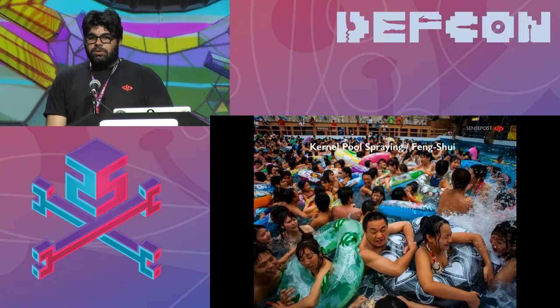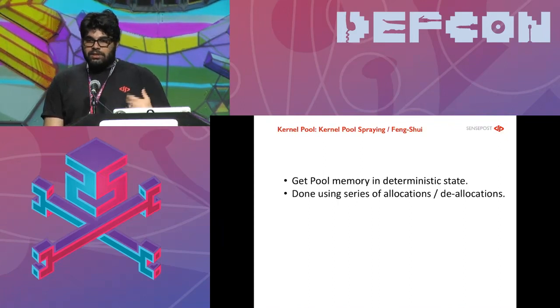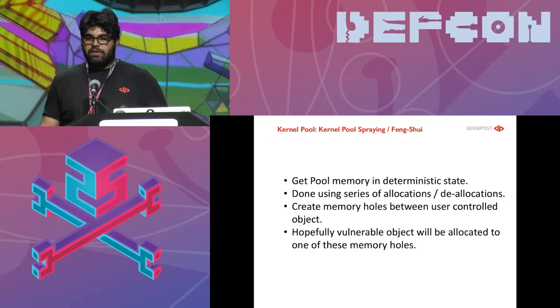The next thing I want to talk about is kernel pool spraying. Why do we do kernel pool spraying, or feng shui, in exploit development? First of all, it is used to get the kernel pool memory in a deterministic state. The way it does it is by doing a series of allocations and deallocations. The series of deallocations is used to create memory holes that hopefully our vulnerable object will be allocated to, thus having our vulnerable object allocated in a space between objects under our control that we can abuse to gain an extra exploit primitive, or an extra access to the memory next to it.